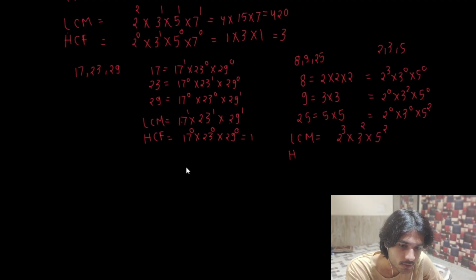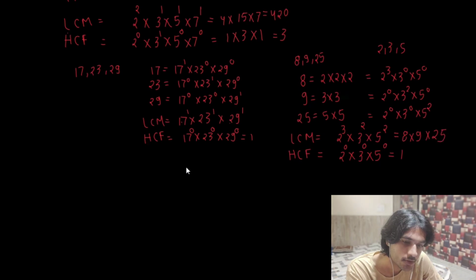And HCF would be prime numbers with their lowest power. So among 0 and 3, the lowest power is 0. Among 0 and 2, the lowest power is 0. Among 0 and 2, the lowest power is 0. So this is 1. And the LCM is 8 multiplied by 9 multiplied by 25.